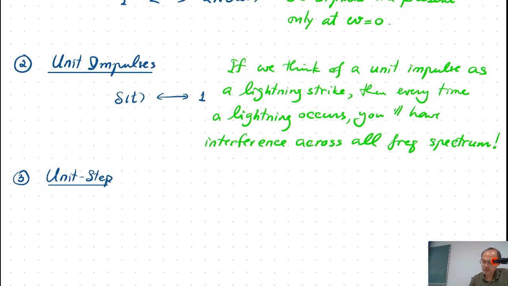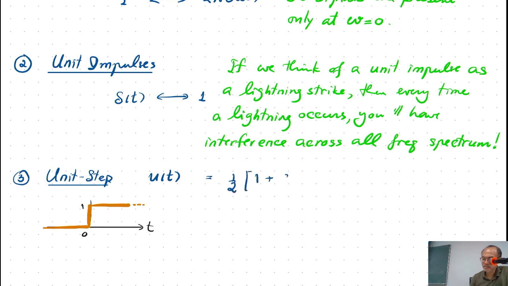So the unit step signal is u(t), right? And everybody loves u(t). Everybody knows u(t). And what we do know about u(t) is that it goes from 0 to 1 at time 0. This is u(t). And it turns out that we can write down u(t) as 1/2 of 1 plus the sign signal.